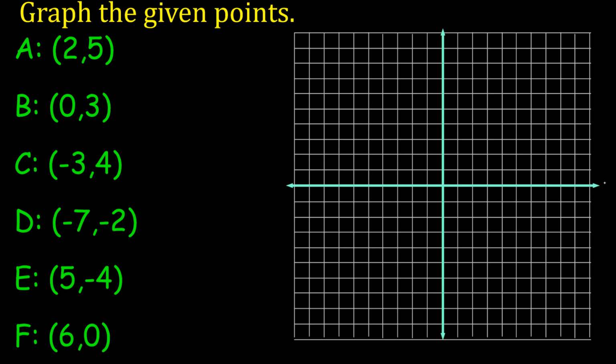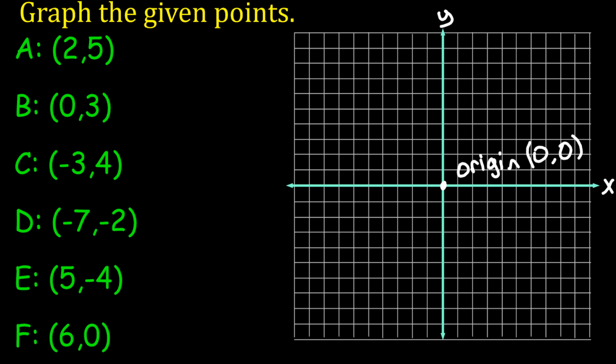The side to side, this dark one, is called the x-axis, and the up and down dark one is called the y-axis. Where they meet is called the origin. That point is called (0, 0). You didn't move over at all to the right, you didn't move up at all, so it's (0, 0). That's called the origin. We're going to graph these other points, and you're always going to start at the origin, and then the numbers in the points tell you how far to move.